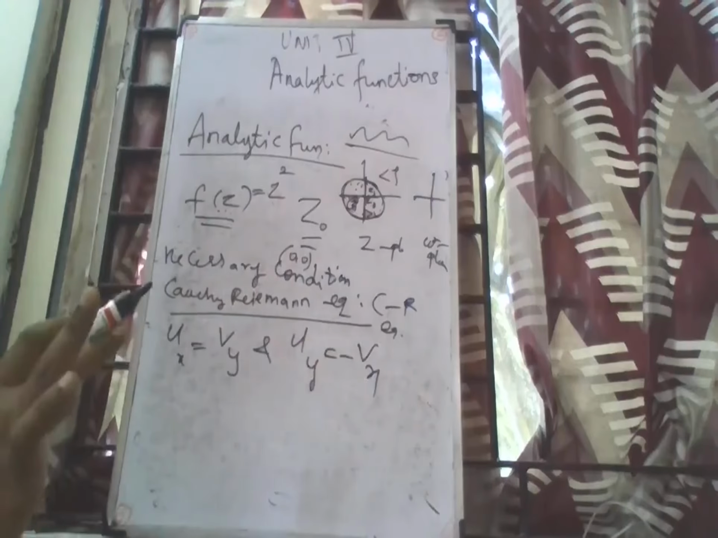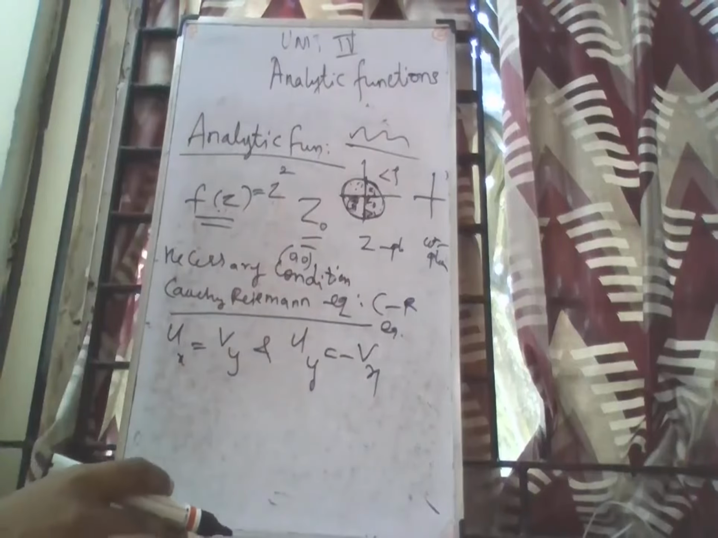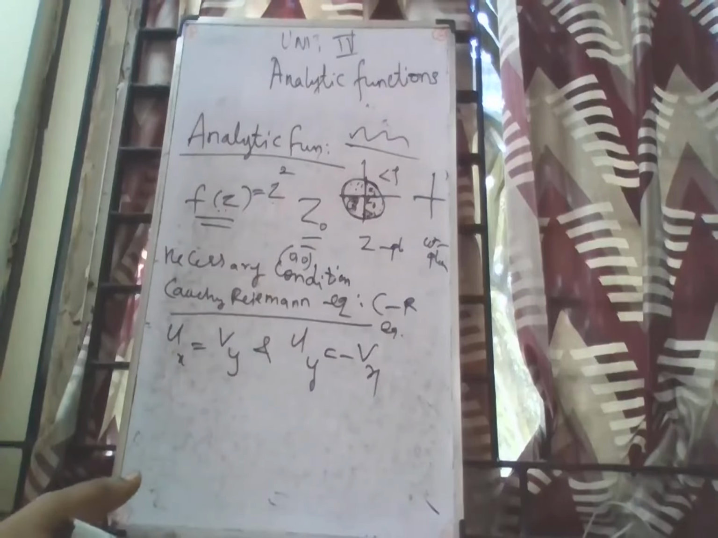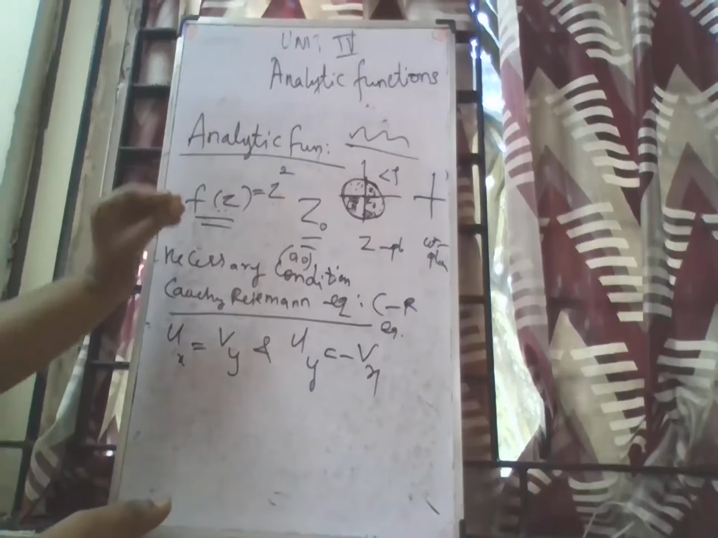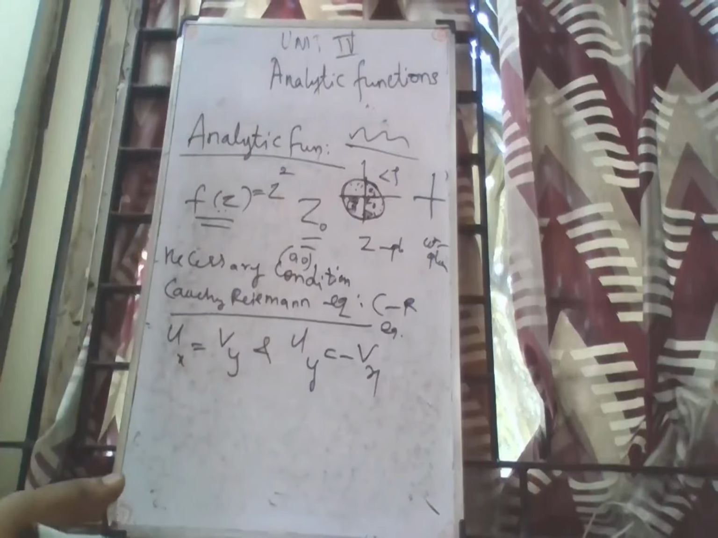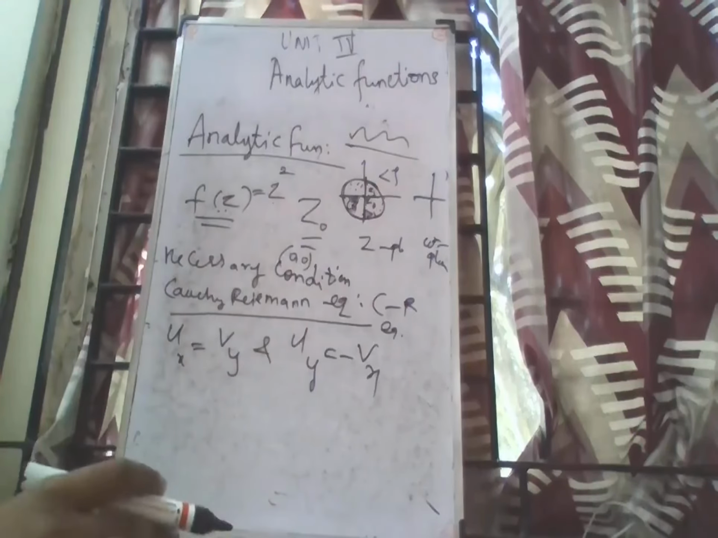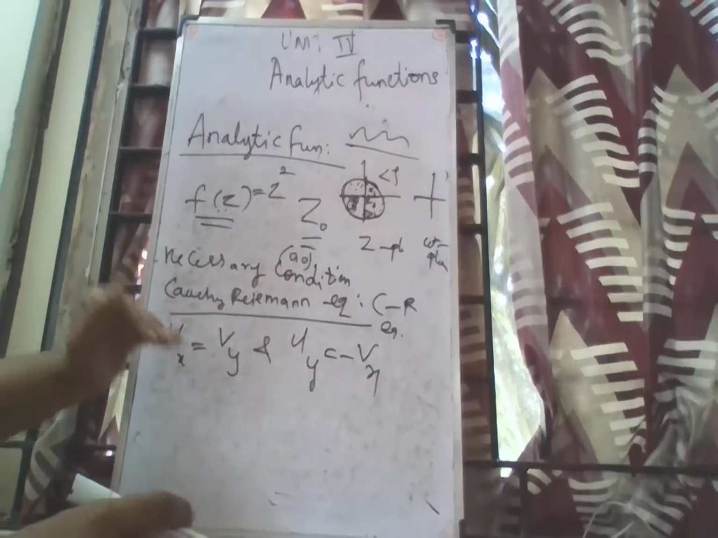So hereafter, whatever function you are taking in your hand, like z square, z cube, z plus z cube plus z square, it may be anything, any higher polynomial. Hereafter you are going to identify whether the function f of z is analytic or not. For that we must understand the Cauchy-Riemann equation.